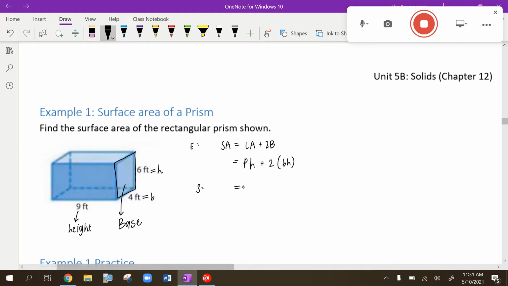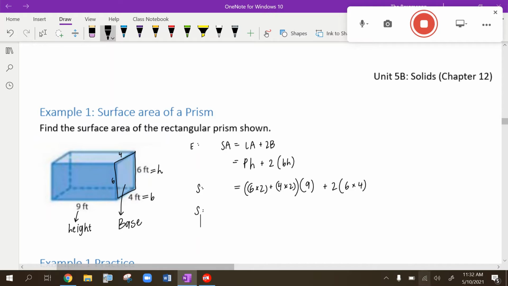Next we're going to substitute in our values. So the perimeter of the base, we would have 6 plus 4 plus 6 plus 4. In other words, 6 times 2 plus 4 times 2. Times the height. The height of this prism is 9 feet. Plus 2 times the area of the base. Now the area of the base is going to be 6 times 4. Because that's the base and the height of the base.